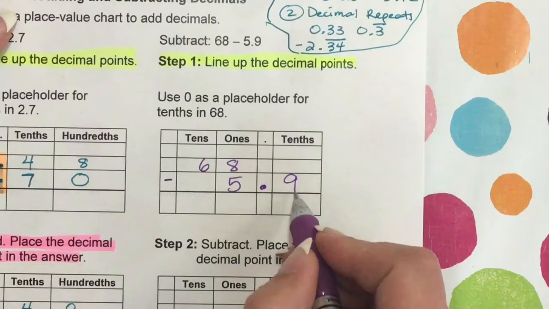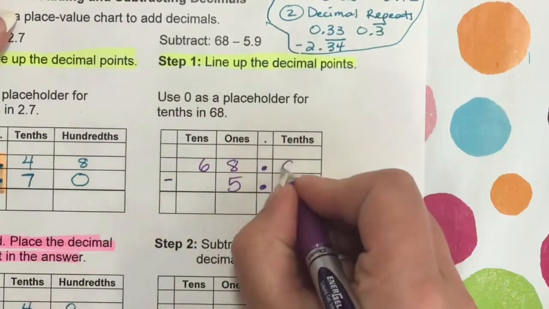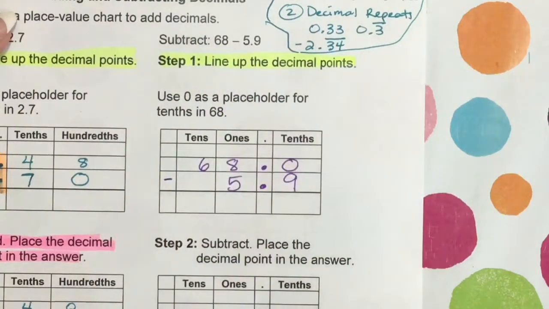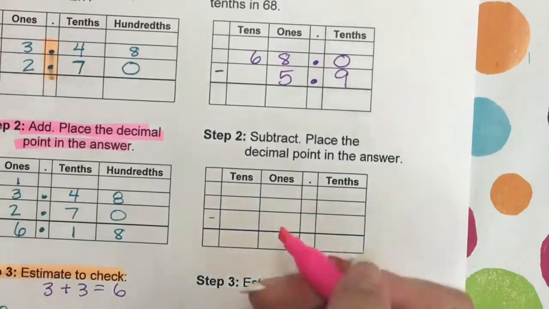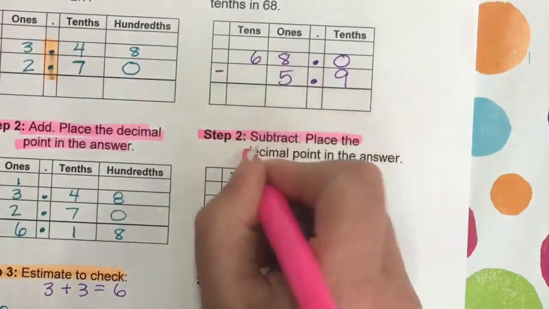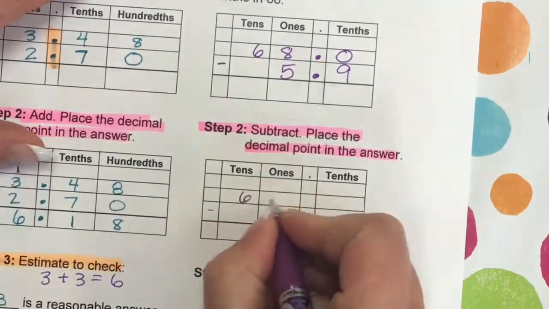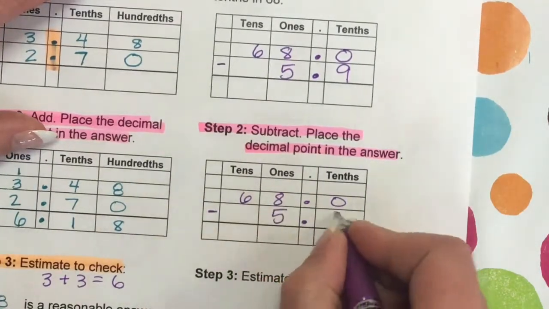Now, since there is a 9 in the tenths place, I need to put a 0 in for a placeholder right there. So it's going to be 68.0, which is the same thing as 68, minus 5.9. And then from here, that is just the first thing, which is lining up the decimals, the first step. Now we're going to move on to the second step, which is the subtraction, and make sure you put the decimal point in your answer. So I'm going to rewrite these real quick. So we have 68.0, and that's going to be subtracted by 5.9.